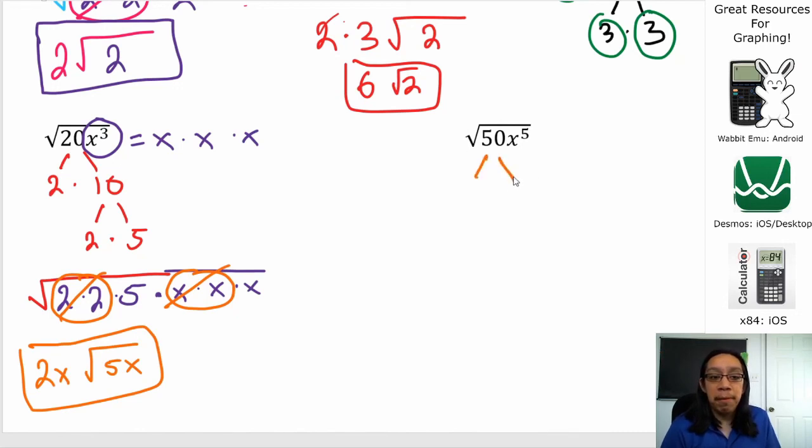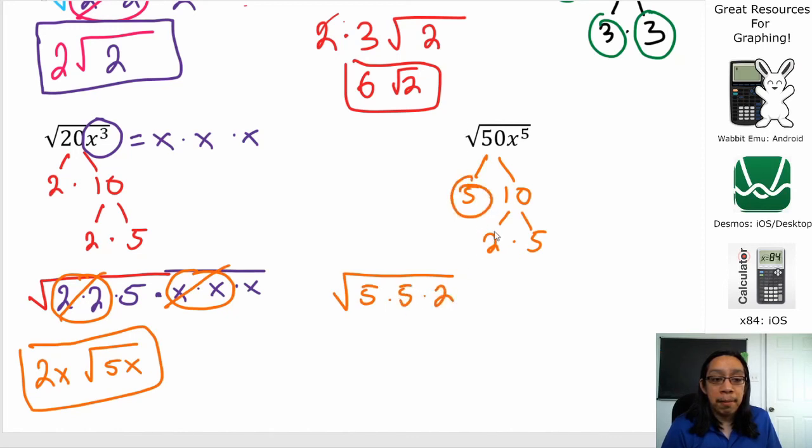We're going to keep it simple. We're going to split it off. So with this one right here, we're going to start with splitting off 50. 5 times 10. Here we can say that's 2 times 5. So radical 5, 5, 2. I'm going to go ahead and go back and circle my primes. Now here, let's go ahead and create some space so we can include all the x's. Here I have 5 of them, so that's 1, 2, 3, 4, 5.